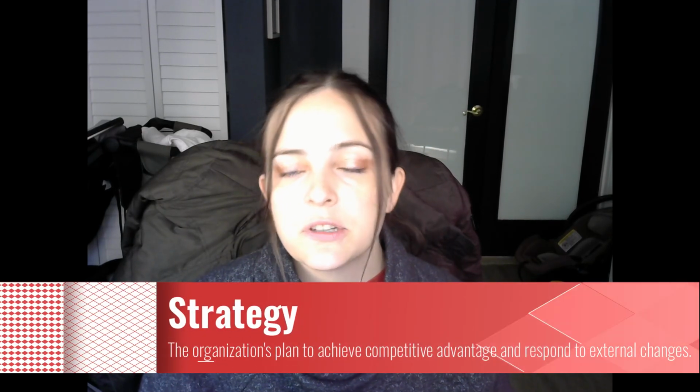Real quick though, I want to double click on the McKinsey 7S model and break it down a little bit more for the SHRM. So this model divides into two categories. There's the hard elements, which are easier to define and change. And these are more tangible, so you can see them on org charts or in policies. So strategy is the organization's plan to achieve competitive advantage and respond to external changes. So for example, entering a new market, shifting to remote first, launching a DEI initiative, etc.